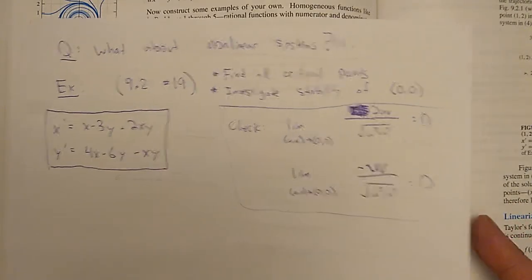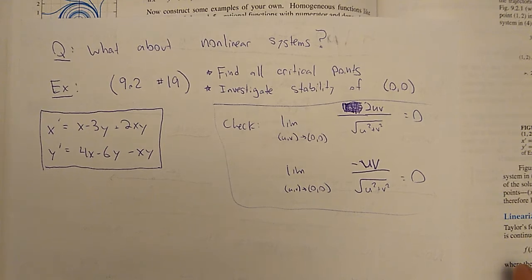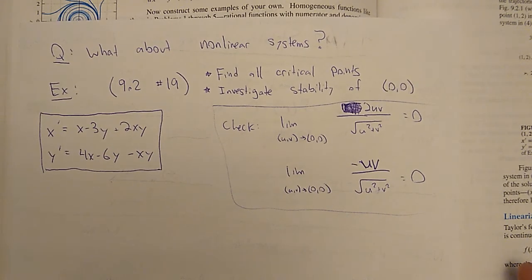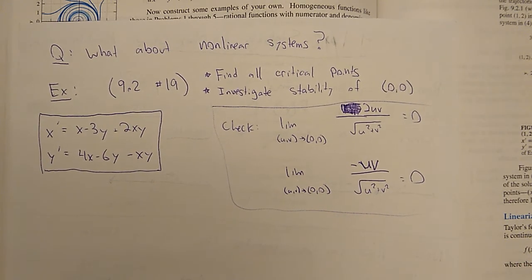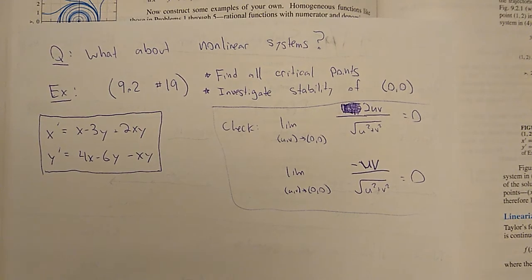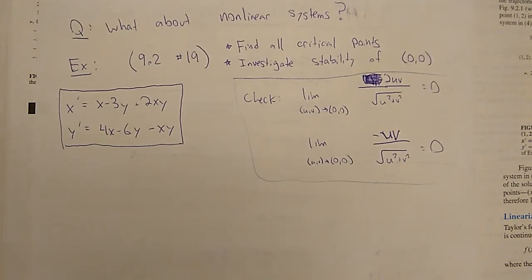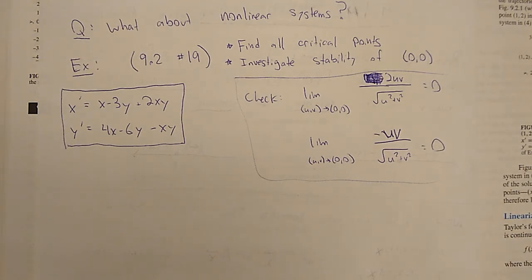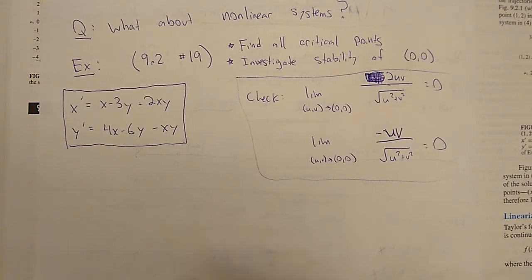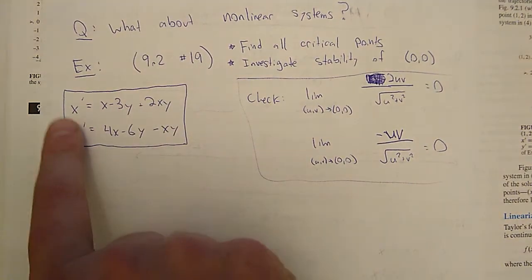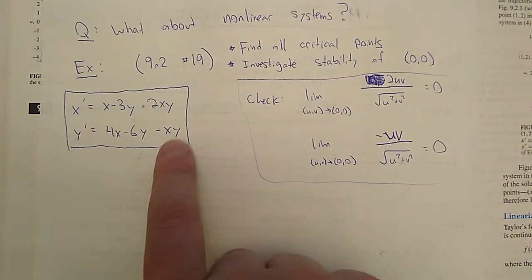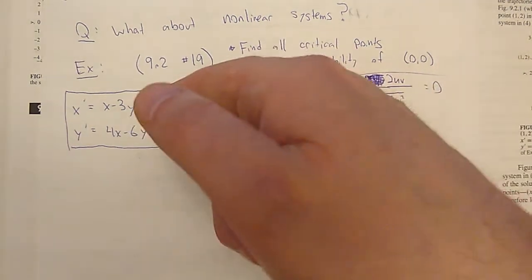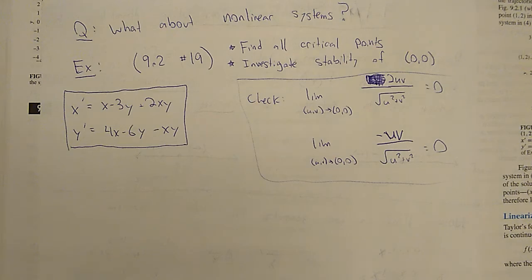Let me start talking about an example. Let's investigate this stability and equilibrium point type of stuff for a nonlinear system. This is taken out of the book exercises, number 19 out of 9.2. We are given the system x prime is this, y prime is this. This is nonlinear because there's these x times y terms.